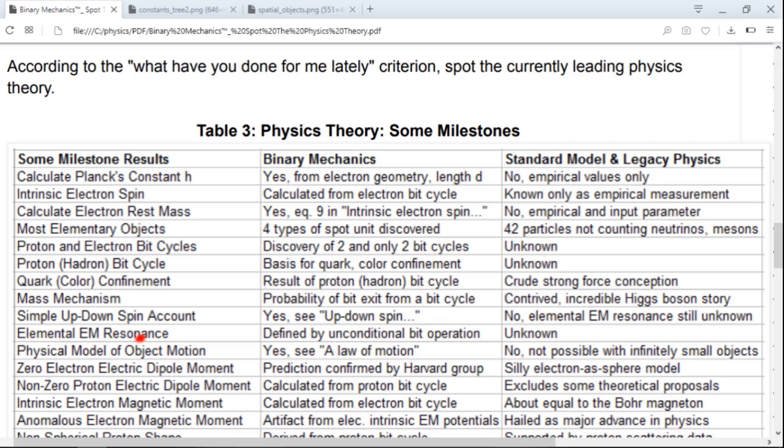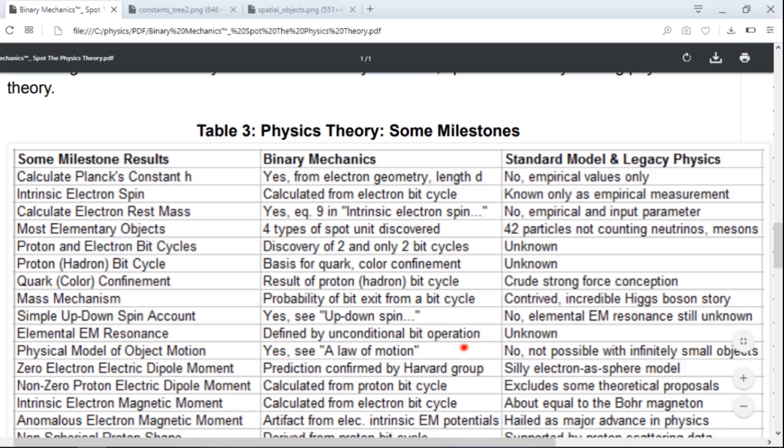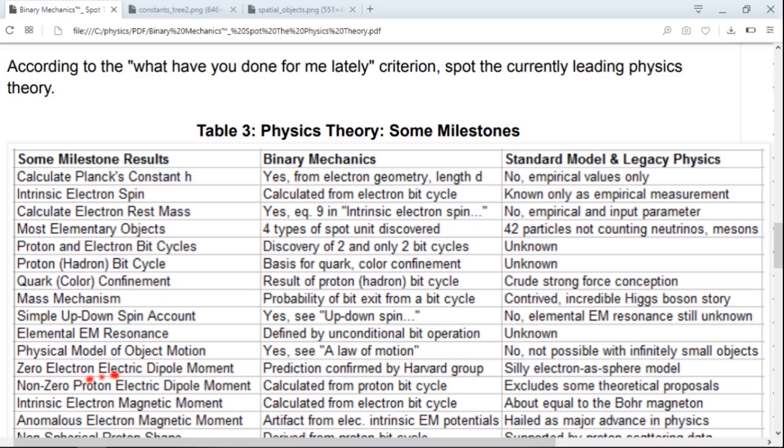Elemental electromagnetic resonance, defined by the unconditional bit operation, unknown in legacy physics. Poor guys. Physical model of object motion. Yes, we have a law of motion. No, not possible with infinitely small objects. Zero electron electric dipole moment. Prediction confirmed by Harvard group, compared to a silly electron as sphere model in legacy physics.